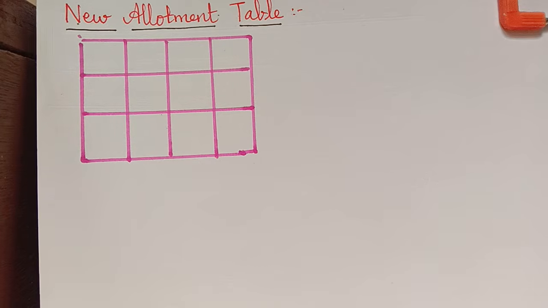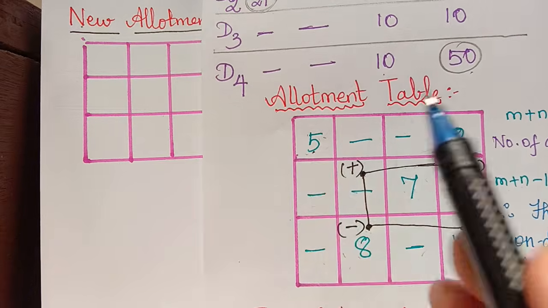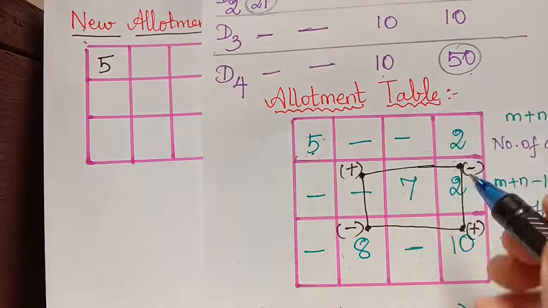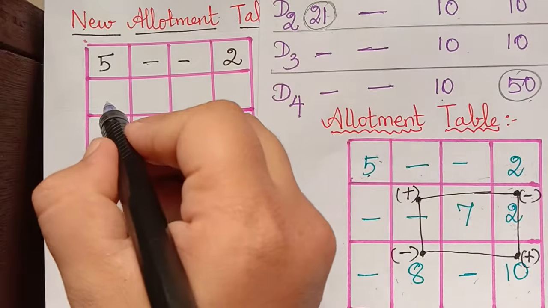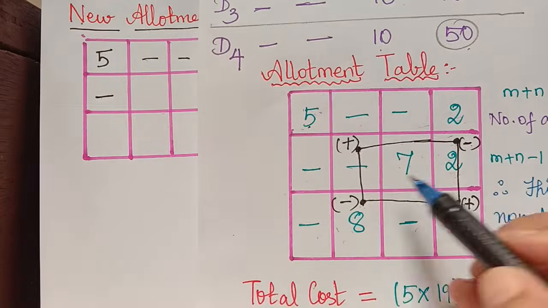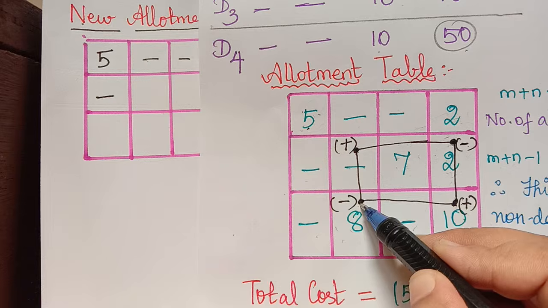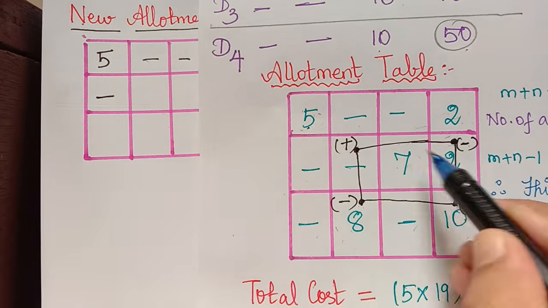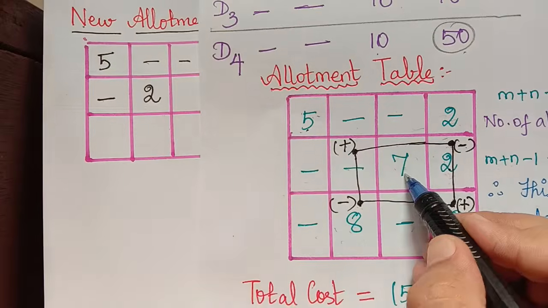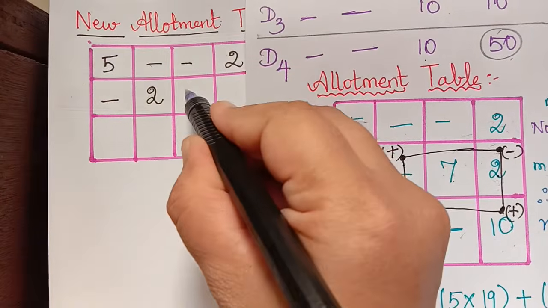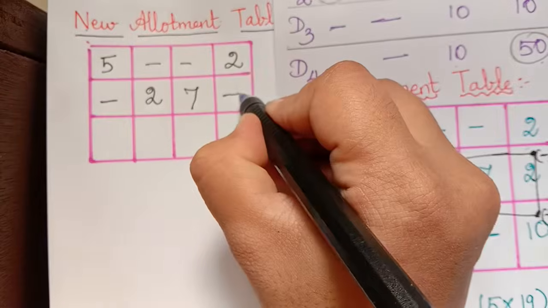Now here we are going to write the new allotment table, for which we have to consider this. So what is the first value? It is 5. So that will remain the same. And here hyphenated, and here we have 2, and here hyphenated. And now for this cell we have to add 2. I told you, out of these three values the least value is 2, so the 2 has to be added at this position. So here it will become 2. The 7 will remain the same because there will be no change in it. And for this 2, the cell that we select has to be hyphenated.